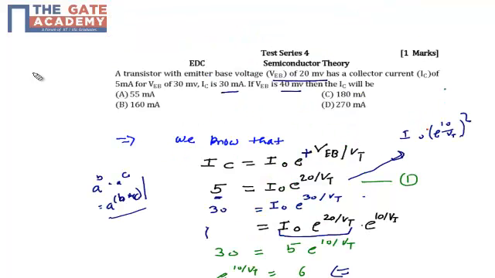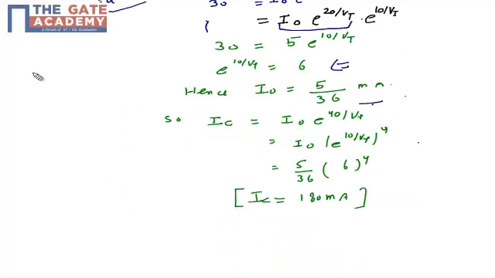Now finally, the question asks what will be the output current IC in case of VEB equal to 40 millivolt. So I have put VEB as 40 millivolt and we have to calculate the value of IC. We already know the value of I naught, which is 5 by 36. Again, the same trick: I can write e raised to power 40 by Vt as e raised to power 10 by Vt to the power of 4. We know that the value of e raised to power 10 by Vt is 6, so it's 6 raised to power 4. By simple calculation, the output current comes out as 180 milliamp.